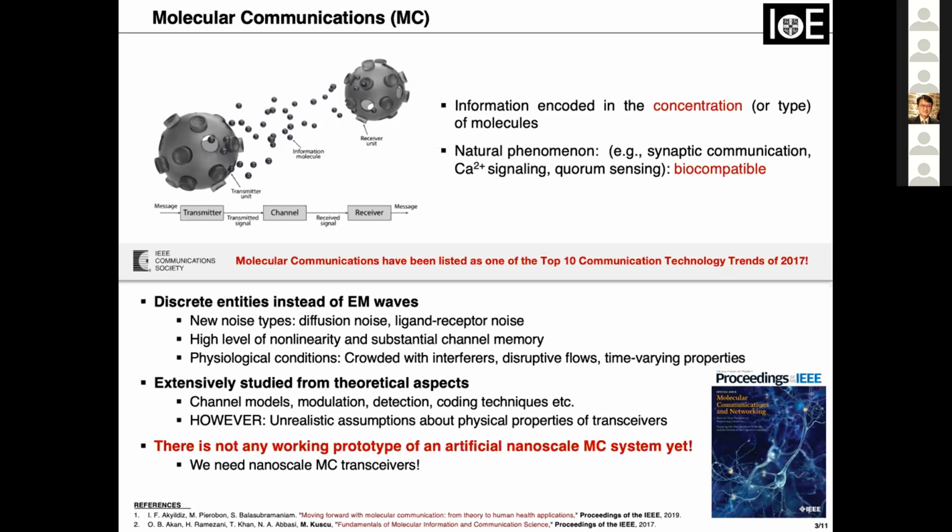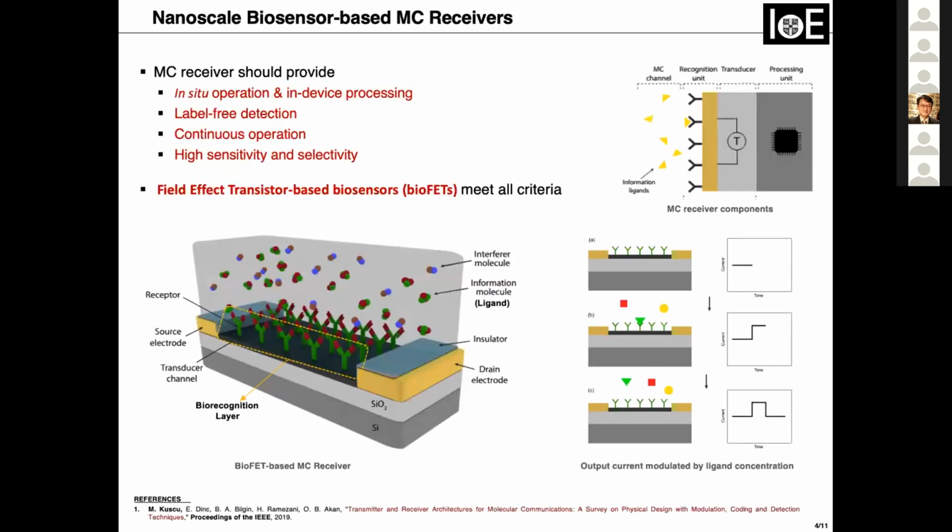And also, we don't have any working prototype of an artificial micro nanoscale molecular communication system to date. So the channel models and the communication methods developed so far are all based on unrealistic assumptions which are not experimentally validated. So to overcome this challenge, we set out to devise a molecular communication receiver that can convert the incoming molecular messages to electrical signals.